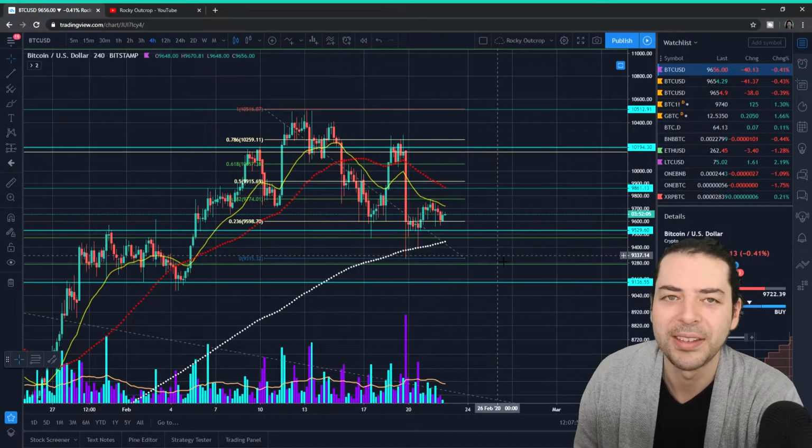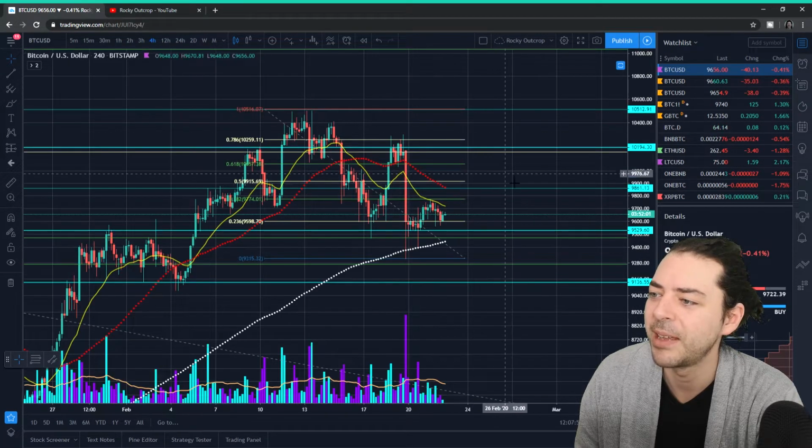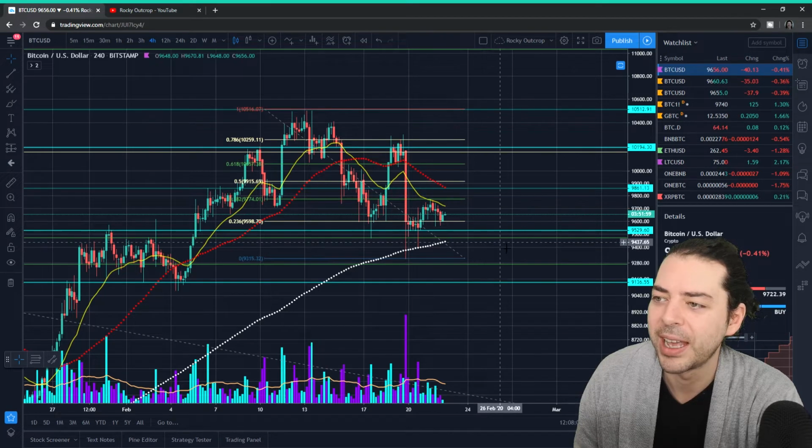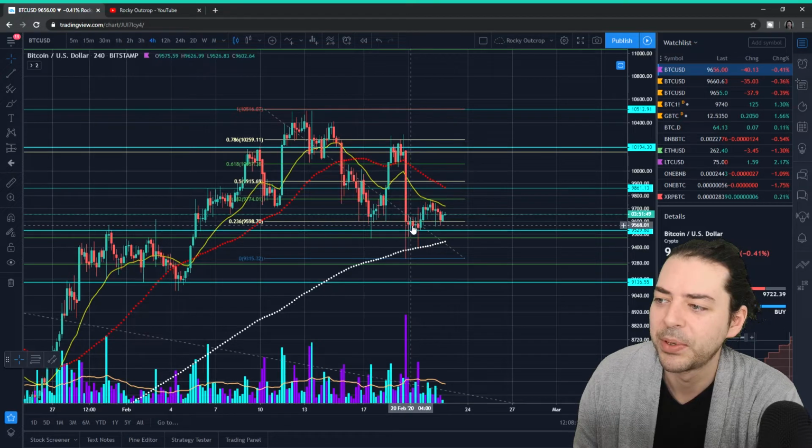So here we are in the 4-hour chart. This is Bitcoin versus US dollar, 240 minutes, that's 4 hours, Bitstamp, of course. What we're looking at right now is whether the price is able to use this yellowy horizontal line as support. Previously it was support, then broke down, became resistance, and has now acted as support.